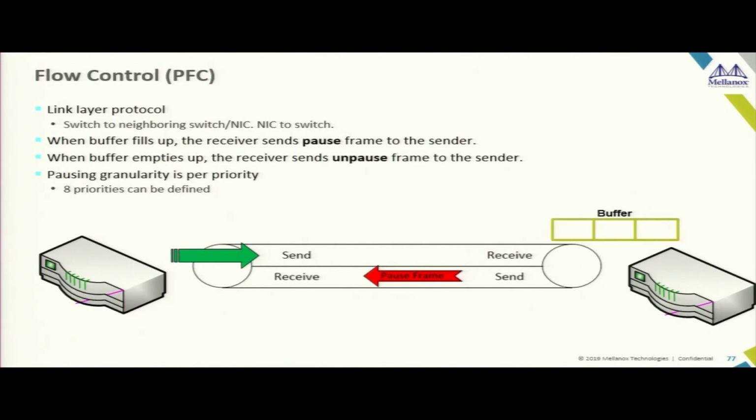So now pausing granularity is based on per priority. You can have multiple priorities and you can have multiple flows mapped into that priority. If you have everybody on the same priority, it is equivalent to global pause. But if you have some flows which are of higher priority, then you will not send pause to those, or you will send fewer pause frames to those. So priority-based flow control was sending pause frames in a prioritized manner.